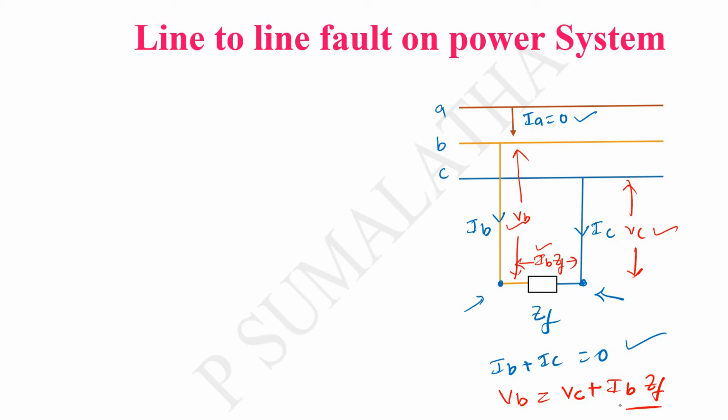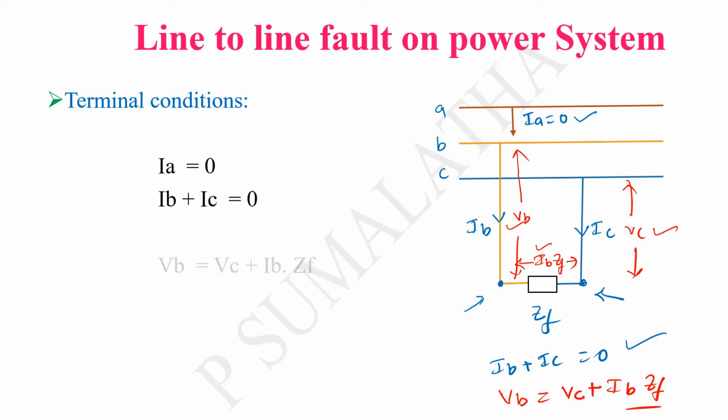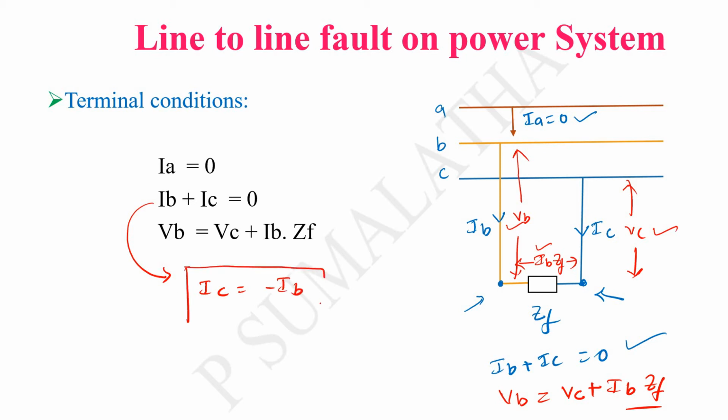Let us consider these three as terminal conditions. First one, IA equal to 0, IB plus IC equal to 0, and VB equal to VC plus IB into ZF. From this terminal condition, we can write IC is equal to minus IB. So this is the condition we are going to use to simplify, and one more is IA is equal to 0. So the symmetrical component for which parameter we need to find out means, we know the two conditions for the current, so we are going to find out the symmetrical component with respect to current only.